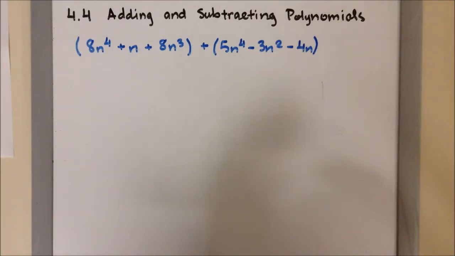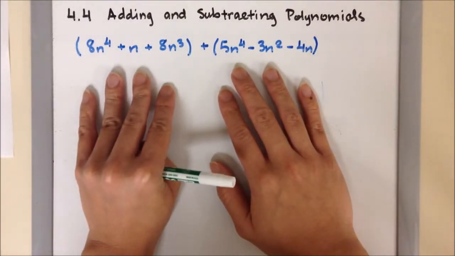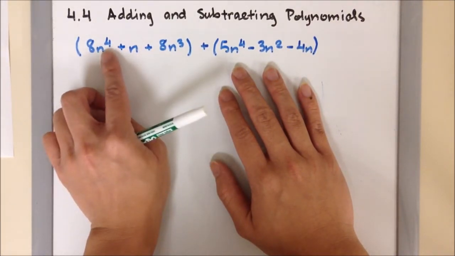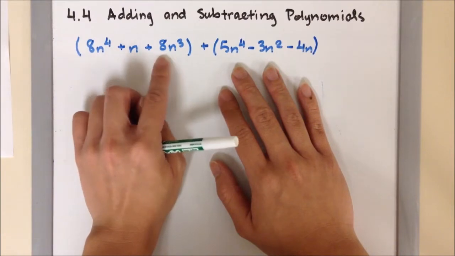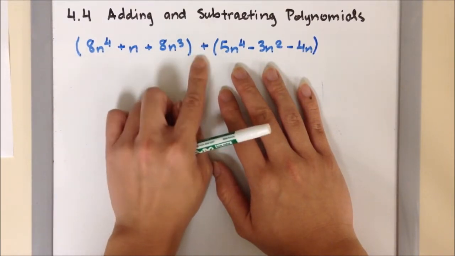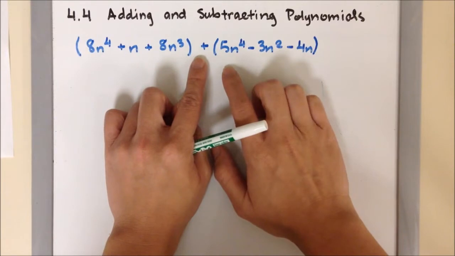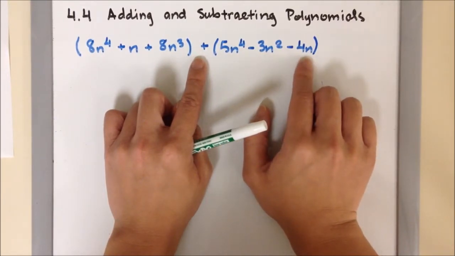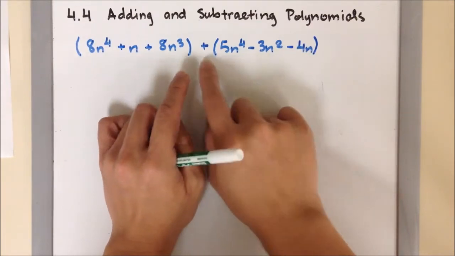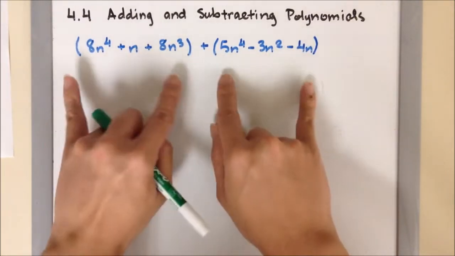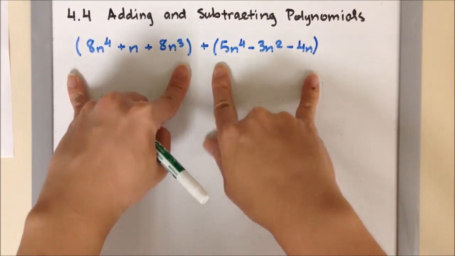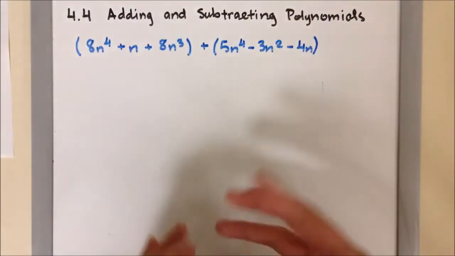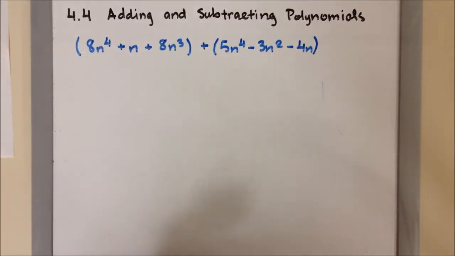Now, your first step is to look at what you have. In our first set of parentheses is 8n to the fourth plus n plus 8n to the third, and then it's adding. Here I have 5n to the fourth minus 3n squared minus 4n. Now I know that we are adding because we have a plus sign right between the two sets of parentheses. So if you have a plus sign, that means you're just going to add like terms, and that's pretty much it.